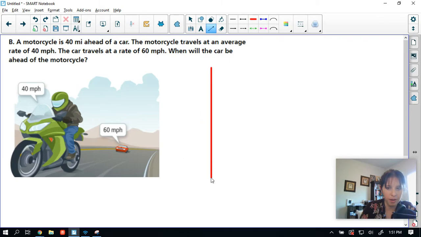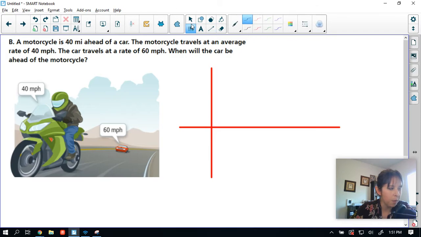I'm trying to think of how I'm going to start tackling this, because I was thinking I should just start with the graph. Let's see if starting with the graph helps me out here. So a motorcycle is 40 miles ahead of a car. So an average rate of change, which means if this is linear, my slope is going to be 40.